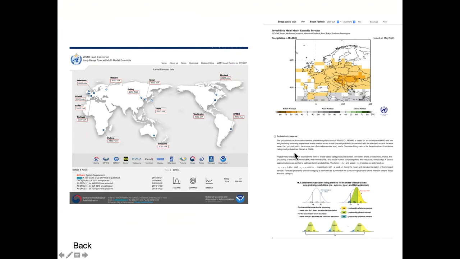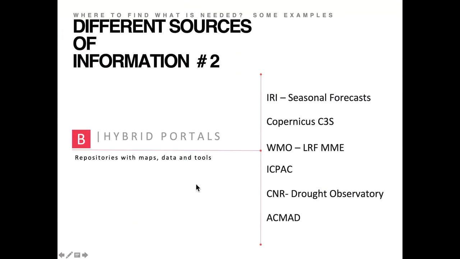There is the so-called long-range forecast multimodal ensemble managed by the WMO Lead Center. Here, another experience on the possibility to merge different sources of seasonal forecast systems to provide information based on maps and also on the part of indexes ready to be used by users.